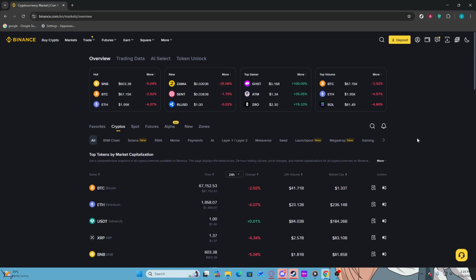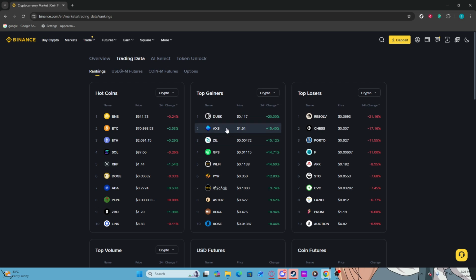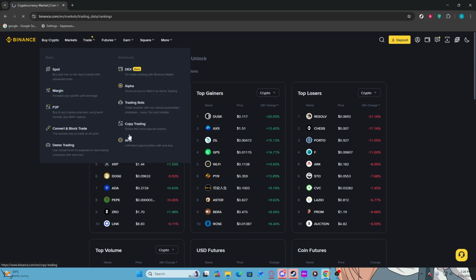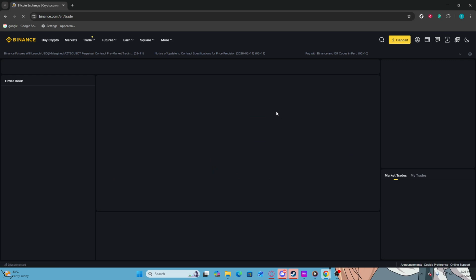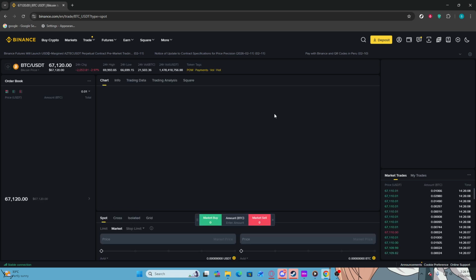After that, click on Trading Data to access detailed analytics on price movements and trading patterns. This information can enhance your trading strategy by providing insights into market trends and potential entry or exit points. Once you've reviewed the trading data, select Spot to view the spot trading options. Spot trading allows you to buy and sell cryptocurrencies in real time based on current market prices. Familiarize yourself with this section to improve your trading skills.